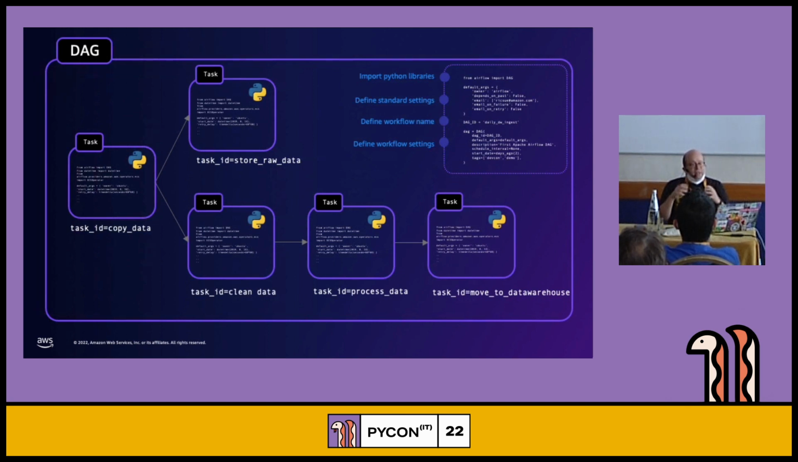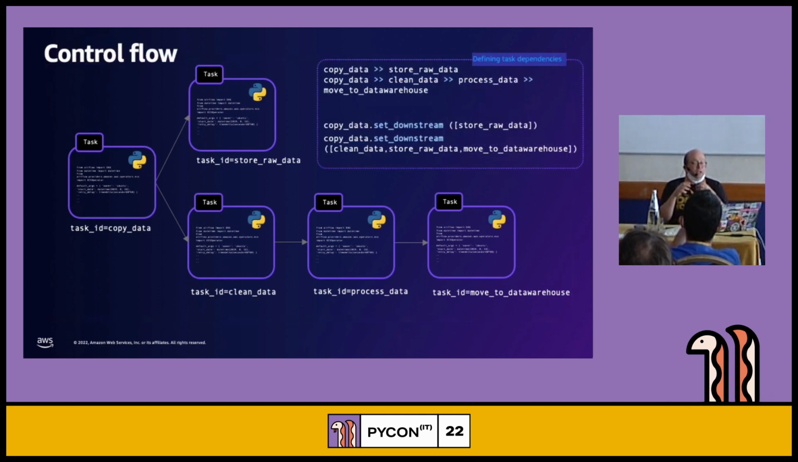Just to summarize, a workflow in Apache Airflow, a DAG, is a collection of tasks. It's all Python code. The relationship between these tasks is defined within the actual code. You define it using either the greater than or less than operators, or a method, and that's how you define the relationship between the different tasks. I think this will become much easier to understand when I go through the actual code demo.